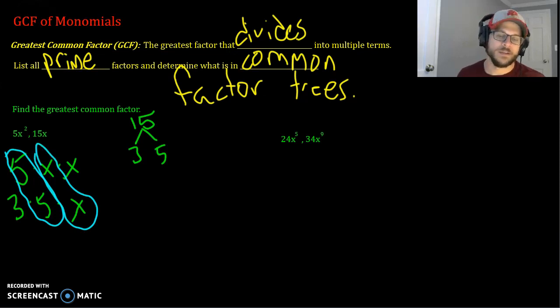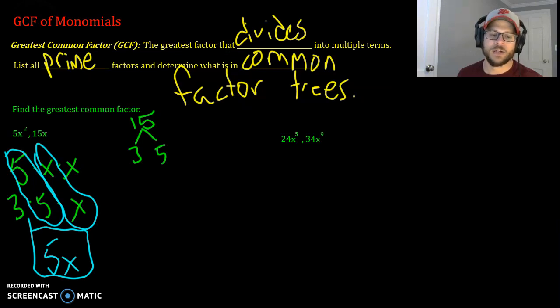Now, the first term has two x's, but you can't circle this x with an already circled x beneath. If there was an uncircled one, then you could say that those were in common as well. But the only thing in common between the 5x squared and 15x are the factors of 5x. That is your GCF, your greatest common factor.